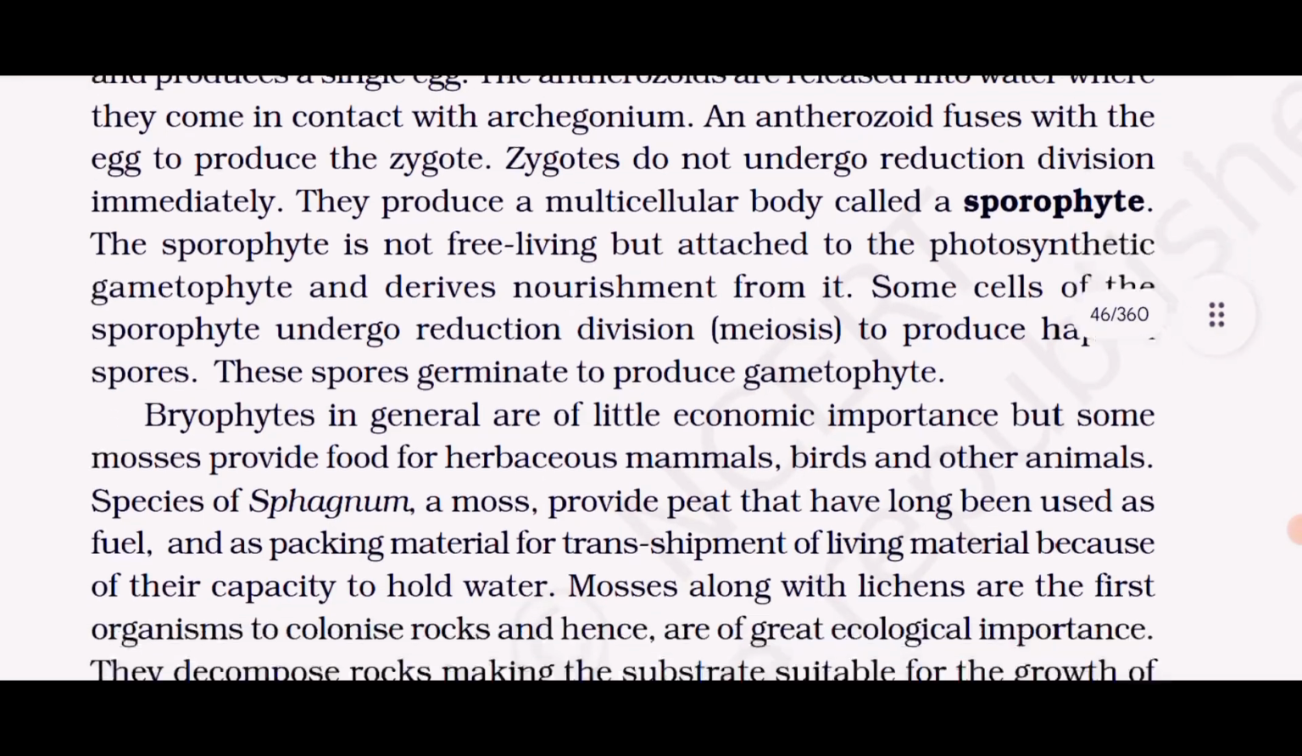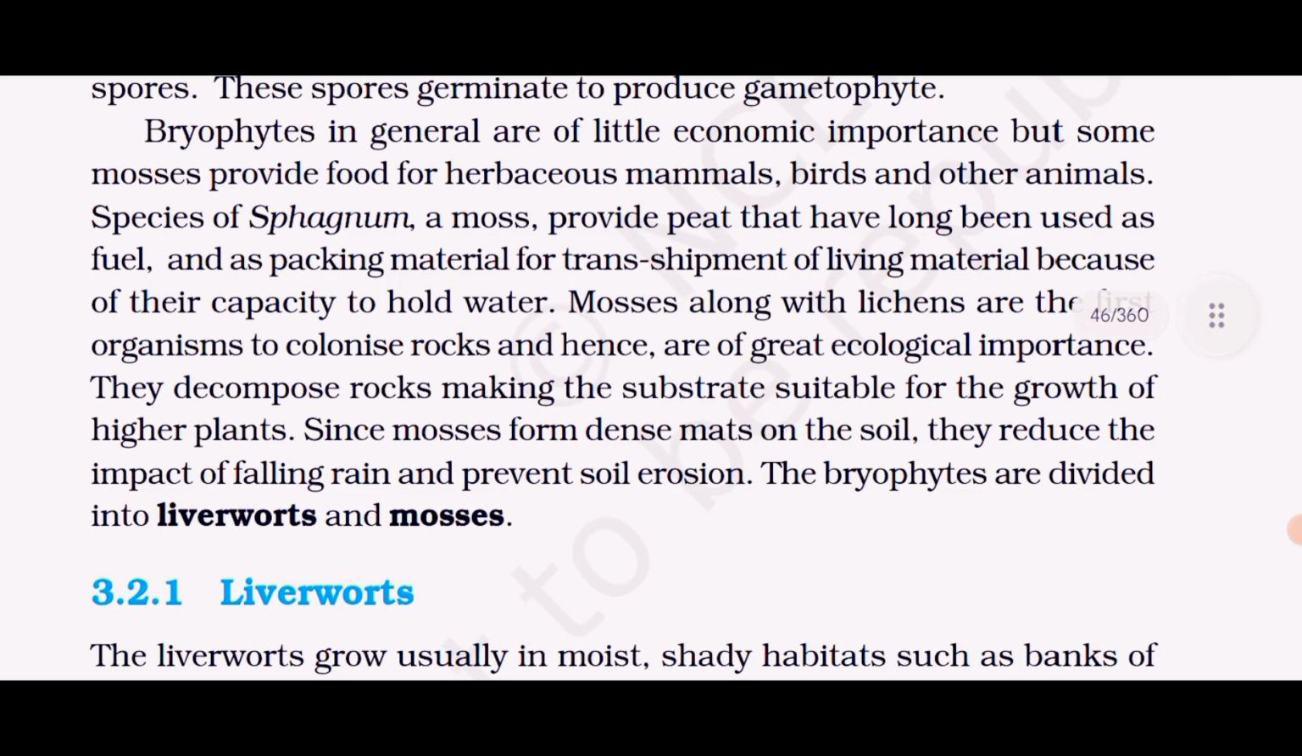Bryophytes in general are of little economic importance, but some mosses provide food for herbivorous mammals, birds, and other animals. Species of Sphagnum, a moss, provide peat that has long been used as fuel and as packing material for transshipment of living material. Because of their capacity to hold water, mosses along with lichens are the first organisms to colonize rocks and hence are of great ecological importance.